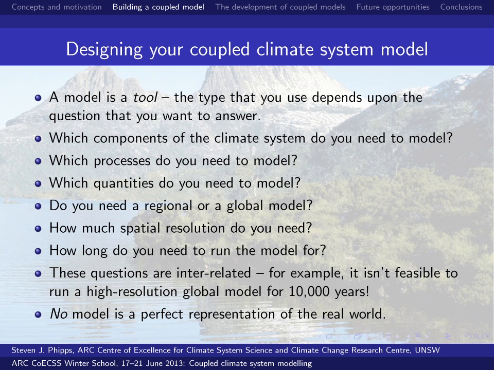What processes do you need to model to simulate your phenomenon? Which quantities do you need to model? Which information do you actually need? And again, what sort of model do you need? Is a regional model enough? If you're interested in ENSO, then a regional model of the tropical Pacific might potentially be enough. For many problems, you might need a global model.